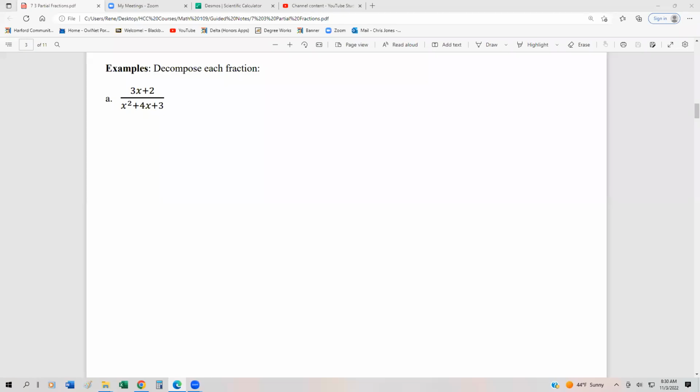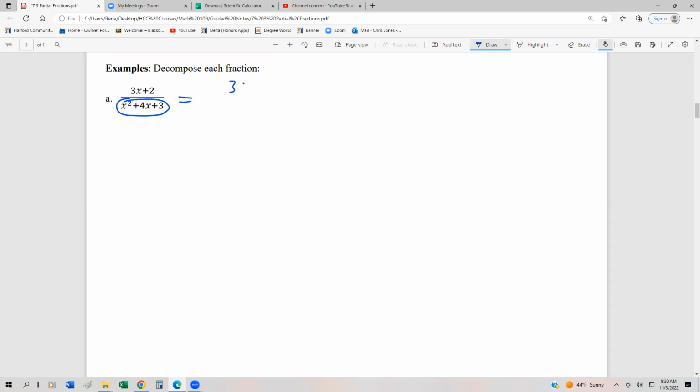Let's take a look at two basic examples of being able to decompose fractions. All right, so we have this (3x + 2) over (x² + 4x + 3). The first thing we need to do is determine what types of factors we have in the denominator. And so what we should do is always start by factoring the denominator.